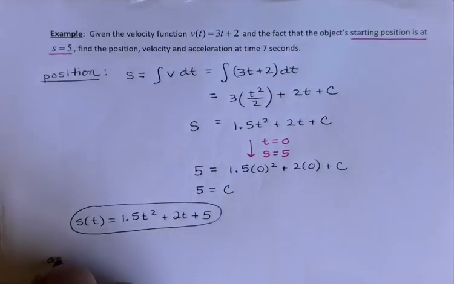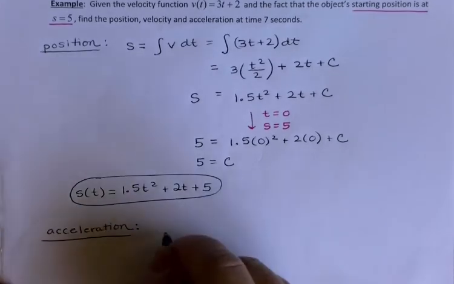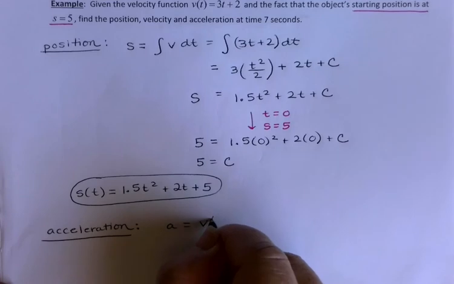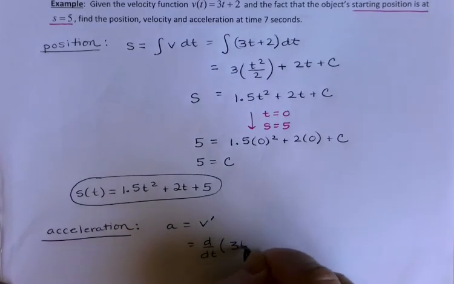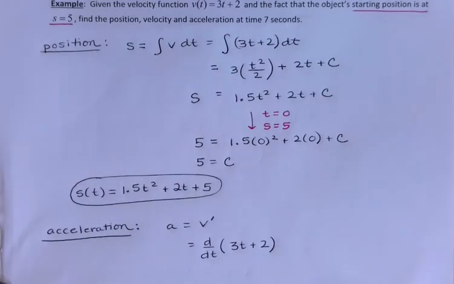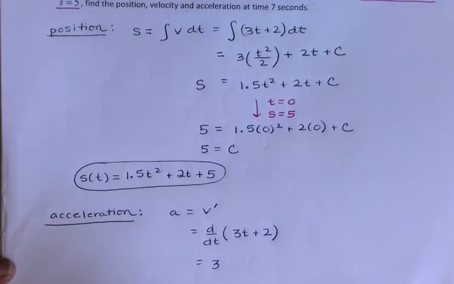Let's do acceleration, and then we'll substitute the 7 into everything at once. Acceleration is the derivative of velocity. So if I take the derivative with respect to time of my velocity function, 3t plus 2, I'm just going to get 3. So the acceleration function, technically a of t, is actually the constant function, 3.